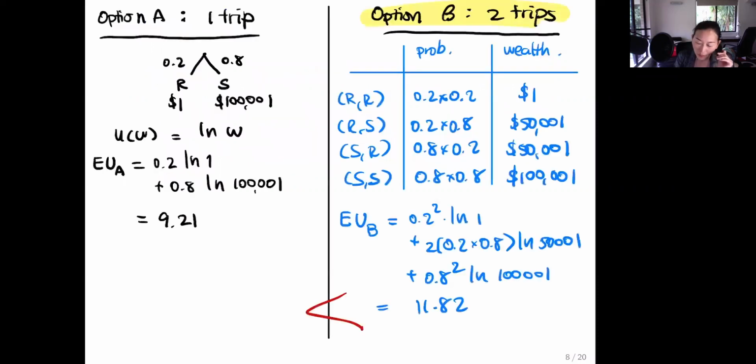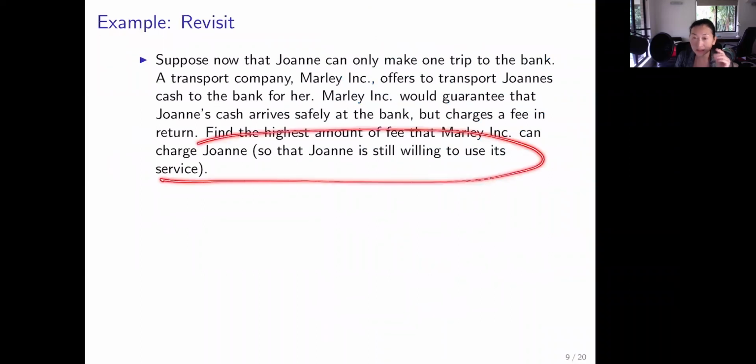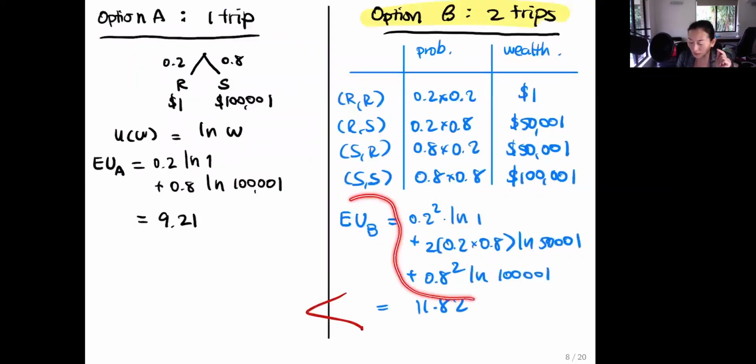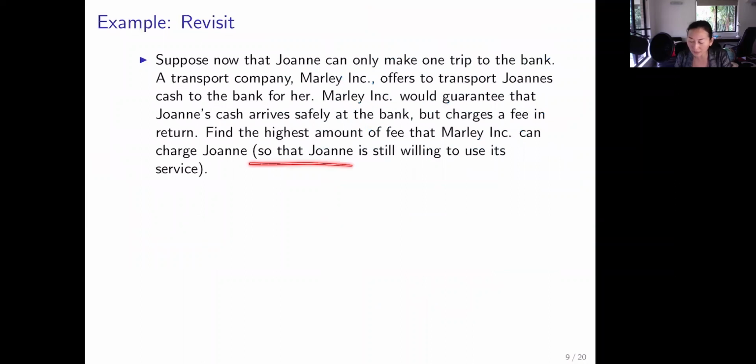So option A, do it herself. Option B, use the service, right? But what we know is that she is willing to use the service. That means that expected utility for option B has to be greater or equal to the expected utility of option A. So it's kind of like going a little bit backward. Instead of asking you a direct, straightforward question, now it's going backward, right? Now I just tell you what it means, and you just have to decode the hints here. So it just tells you that she used the service.